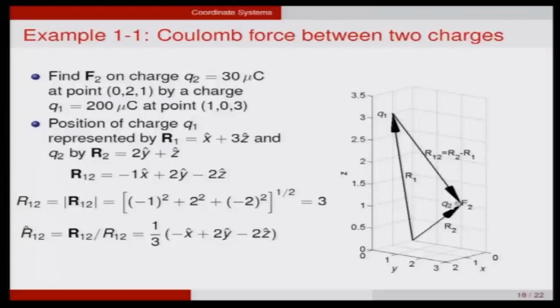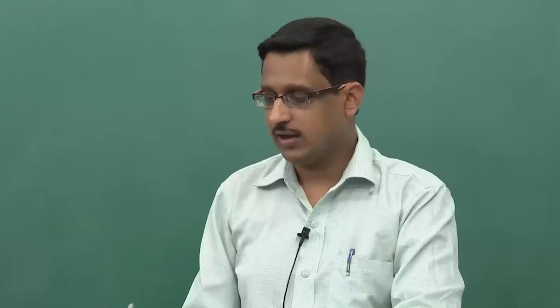It is also positively charged and it is located at (0, 2, 1). So, 0 means x is equal to 0. So, you are now looking only at the intersection of y and z planes, that is the point (0, 2, 1) is in the yz plane. So, you can see here that I have to move 2 units in y and 1 unit in z in order to reach point Q2. Now, the question is Q1 is exerting some force on Q2, find the force at Q2.